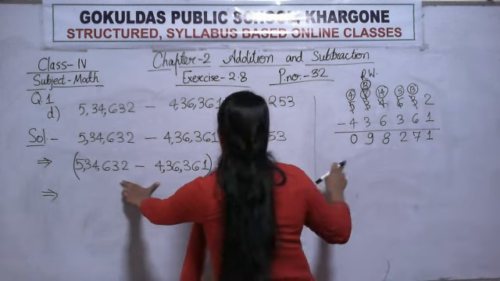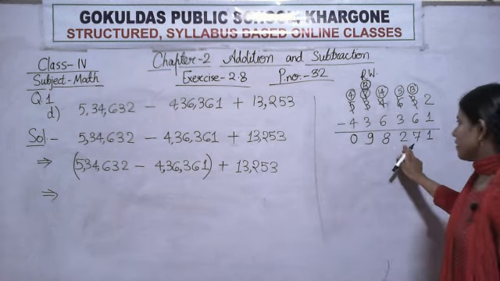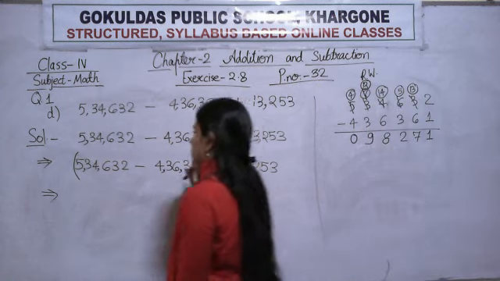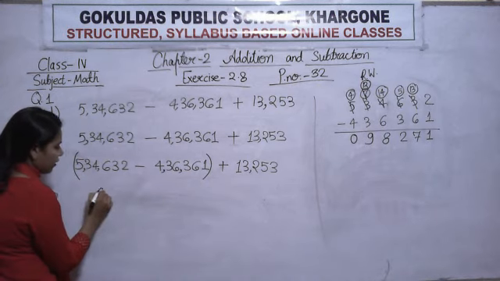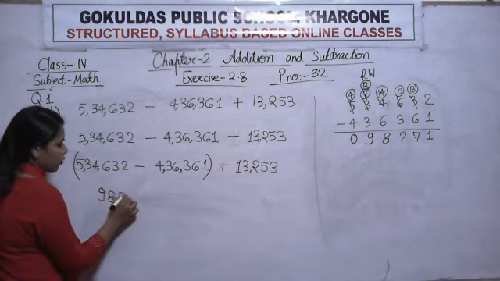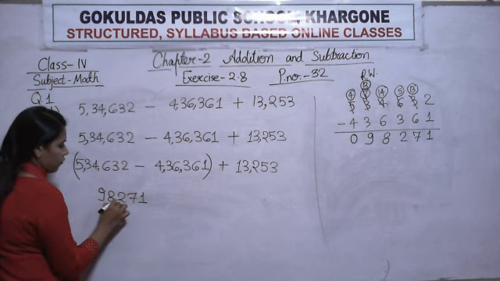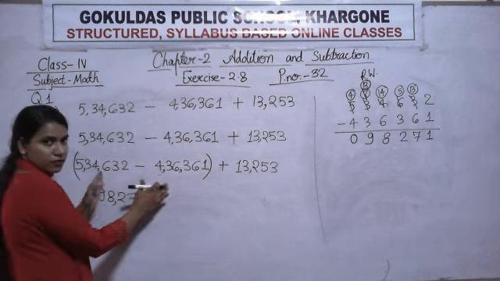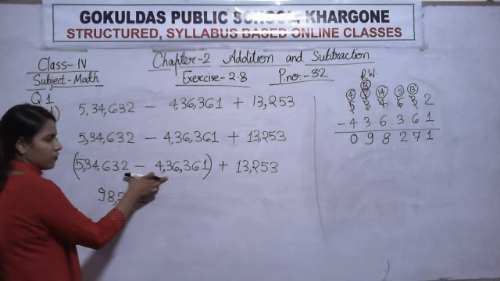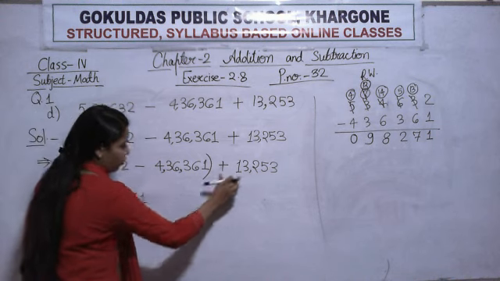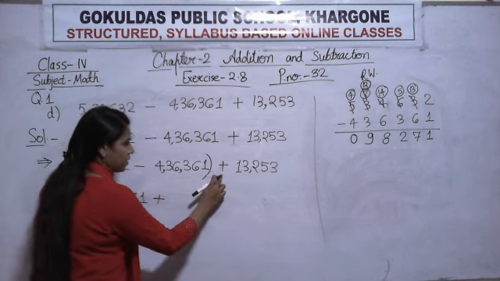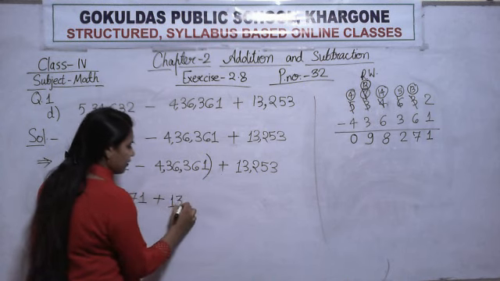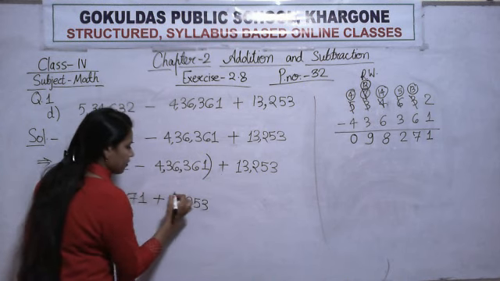So when you solve, what did you get? You got 98,271 as the answer. So write your answer over here, 98,271. This is our answer of this bracket. Now copy down the remaining part. The remaining part is plus, then 13,253.